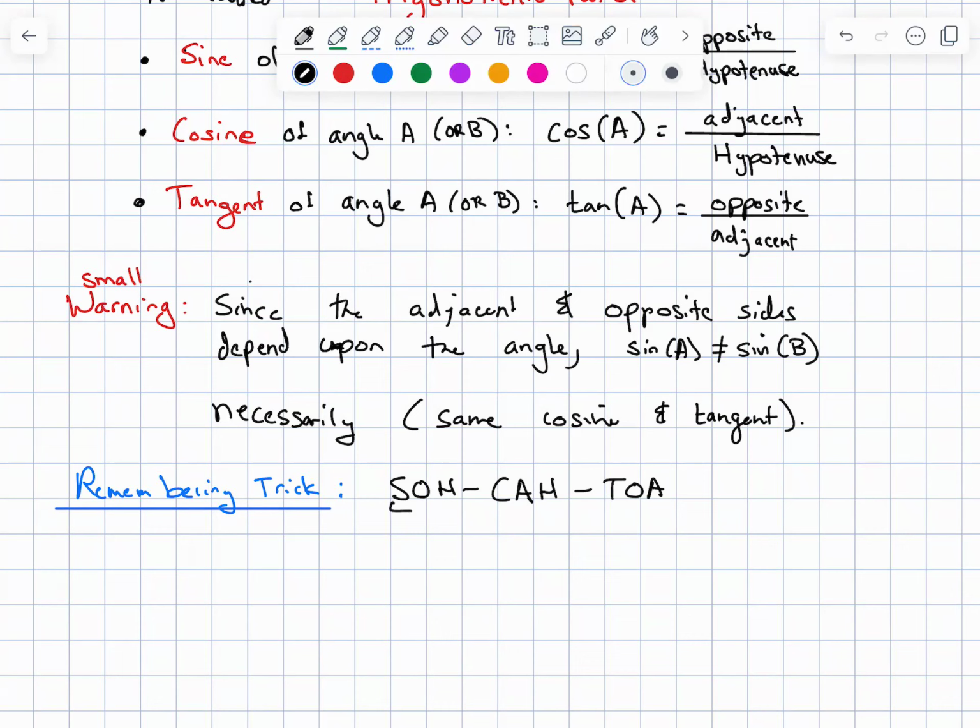But SOHCAHTOA is the trick to remembering it. Sine is opposite over hypotenuse. Cosine is adjacent over hypotenuse, and tangent is opposite over adjacent. So that's the remembering trick.